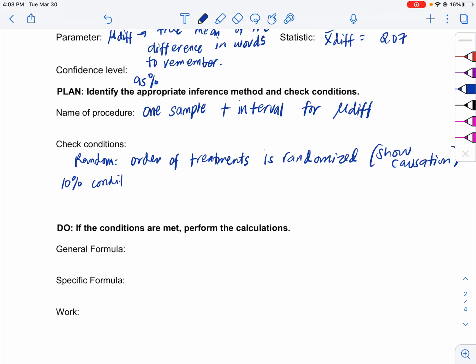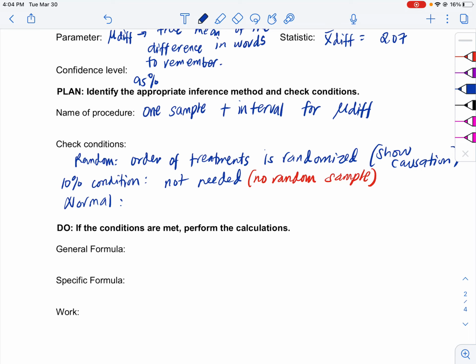Okay, 10% condition. In this case, it is not needed because you randomized it already, right? There was no random sample going on in here. So let me put that in red. No random sample. Next, for normal, we don't use large counts in here, because this is not proportion, this is means.